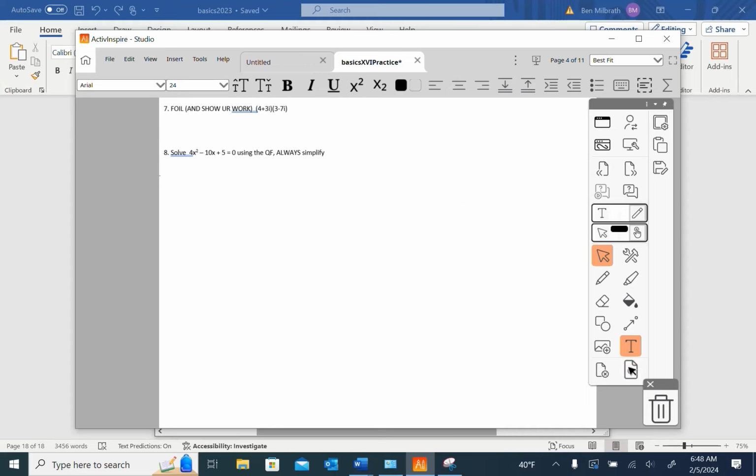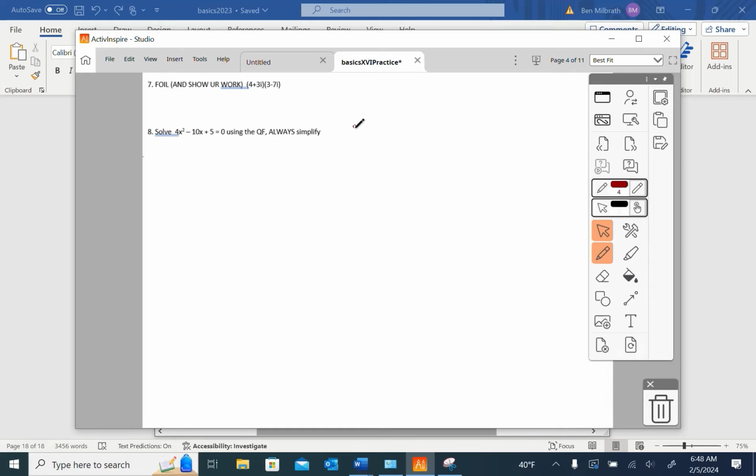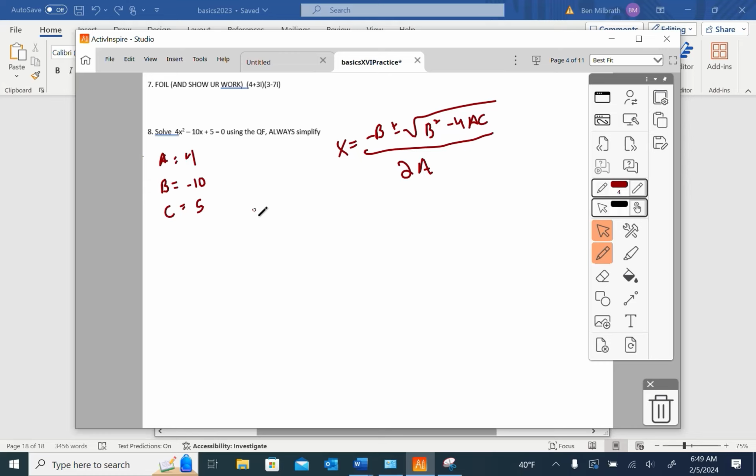All right, number 8, we've got the quadratic formula. The quadratic formula goes x equals negative b plus or minus square root b squared minus 4ac all over 2a. So I pick out my 3 pieces. A is the guy in front of x squared, it's 4. B is the guy in front of x, it's negative 10. And C is the last thing you see, it's 5.